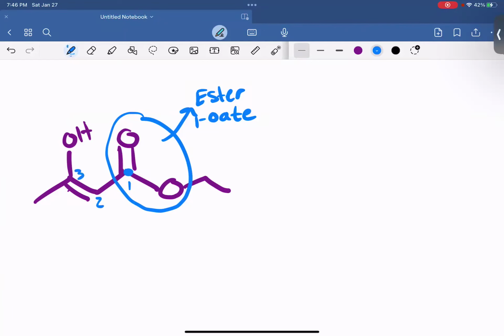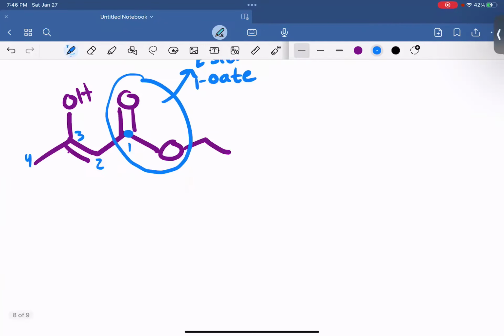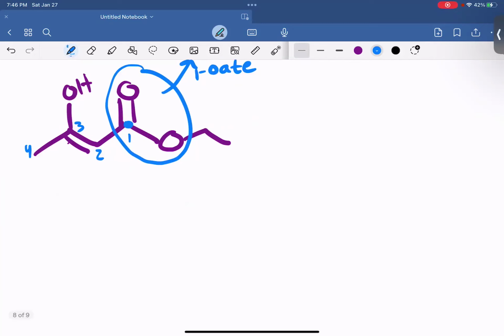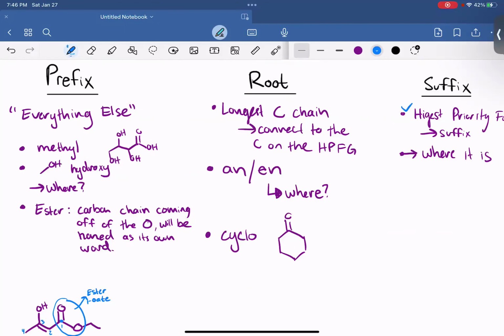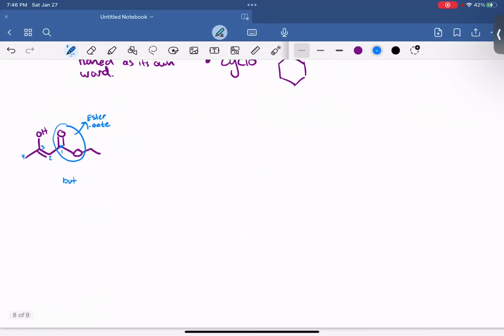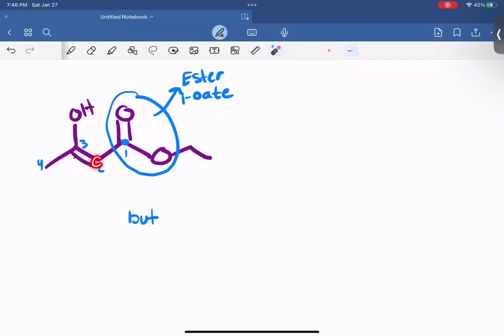Next, I'm going to identify my longest carbon chain. In this case, it's 4. So my Greek prefix for 4 is but. Next, I want to identify if there's a double bond or not. And in this case, there is. It's coming from the 2 carbon going towards the 3 carbon. So it's going to be a 2-ene. And then we input the highest priority functional group at the end there.